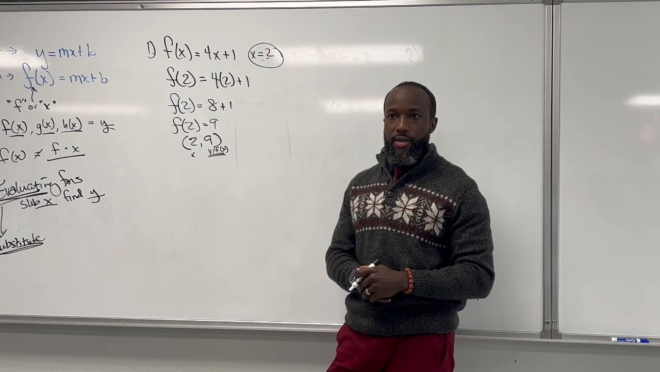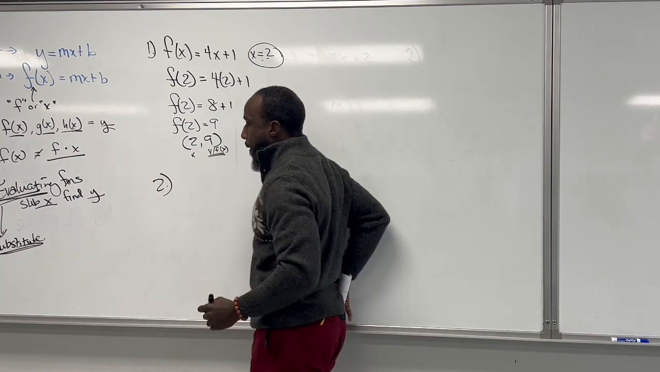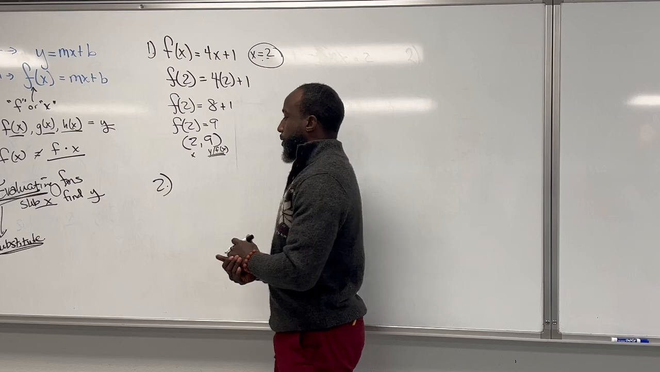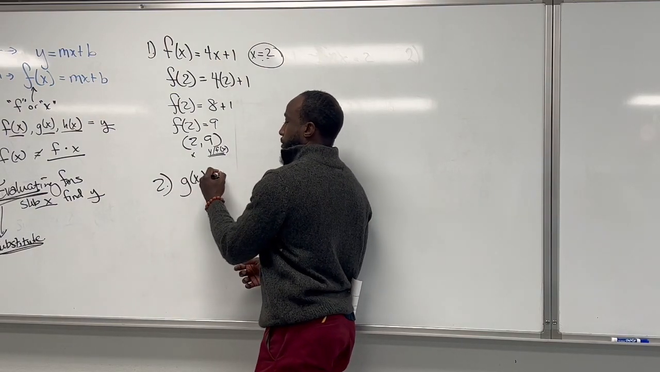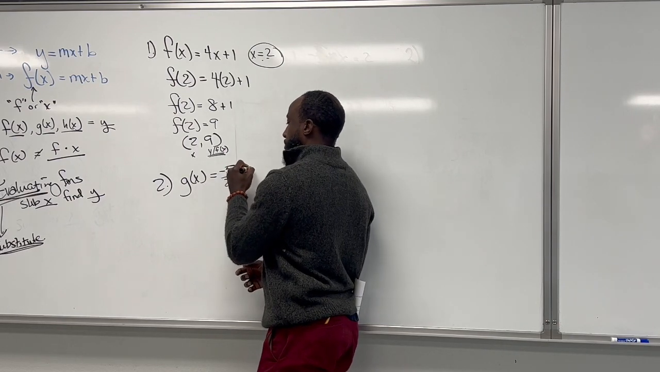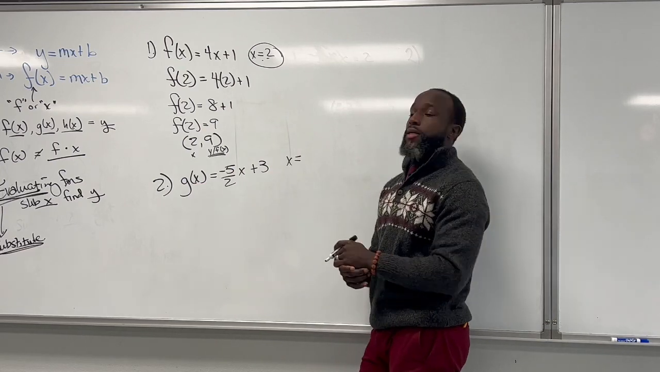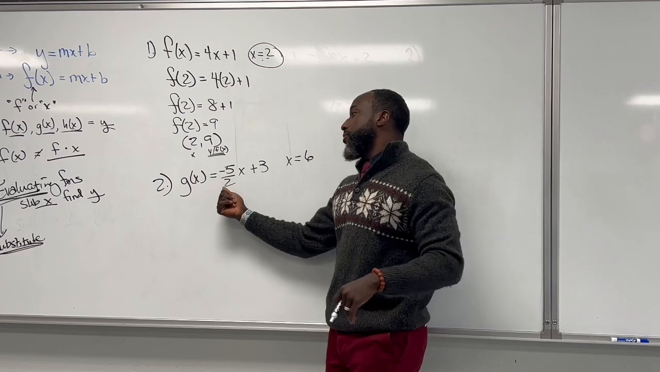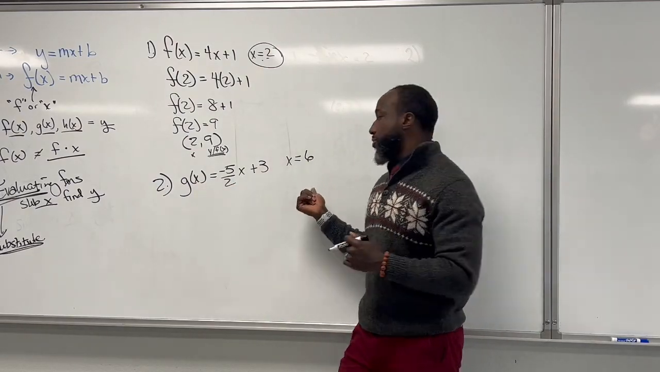Everybody good so far? All right, let's look at number 2. Number 2, read it to me, please. G of x equals negative 5 over 2 x plus 3 when x equals 6. Very good. Great reading.